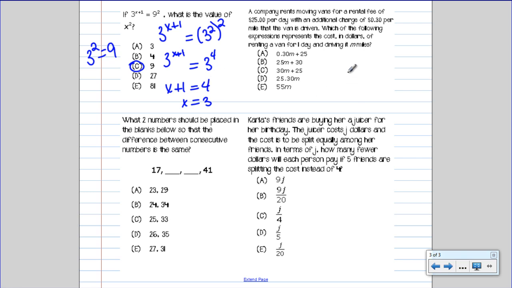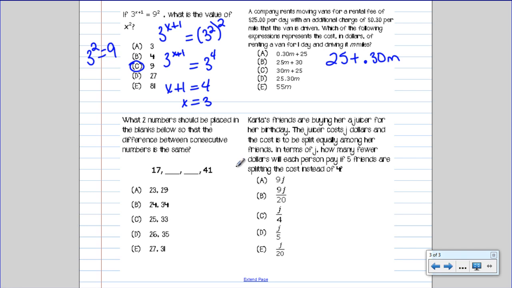Alright, the next one. A company rents moving vans for a rental fee of $25 per day with an additional charge of 30 cents per mile that the van is driven. Which of the following expressions represents the cost in dollars of renting a van for 1 day and driving it m miles? Well, for 1 day, that's going to cost me $25. It says so in the problem. Then it also says that it's 30 cents per mile. Well, my miles are m, so plus 30 cents per mile.